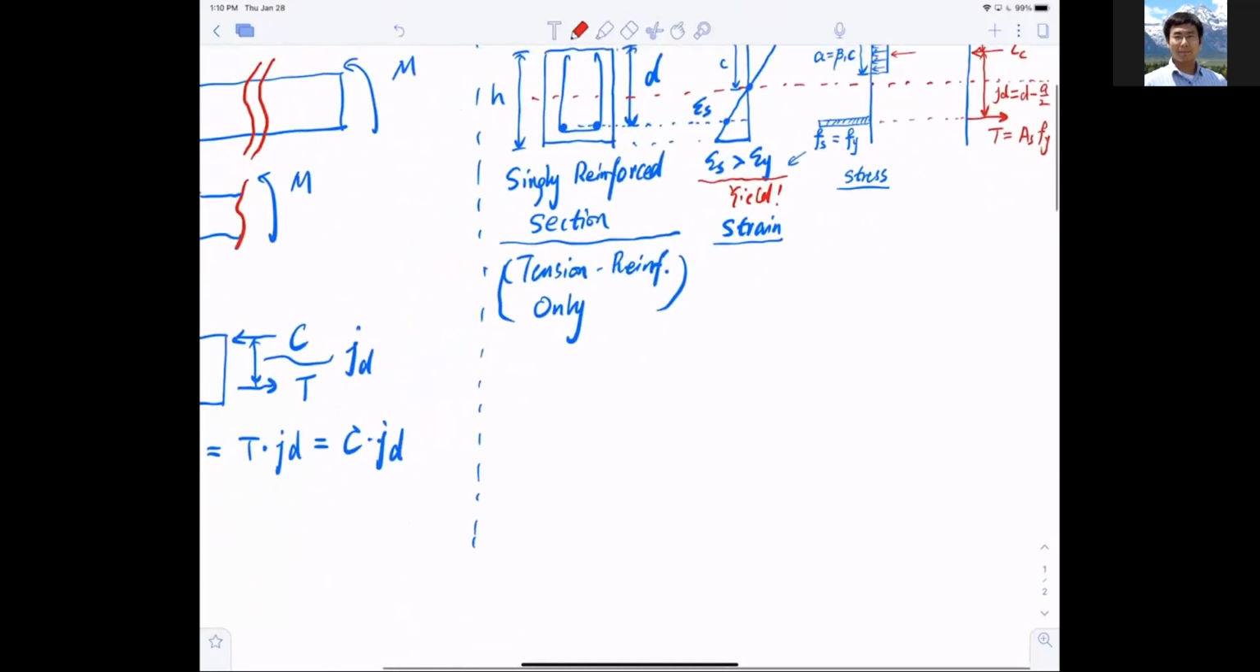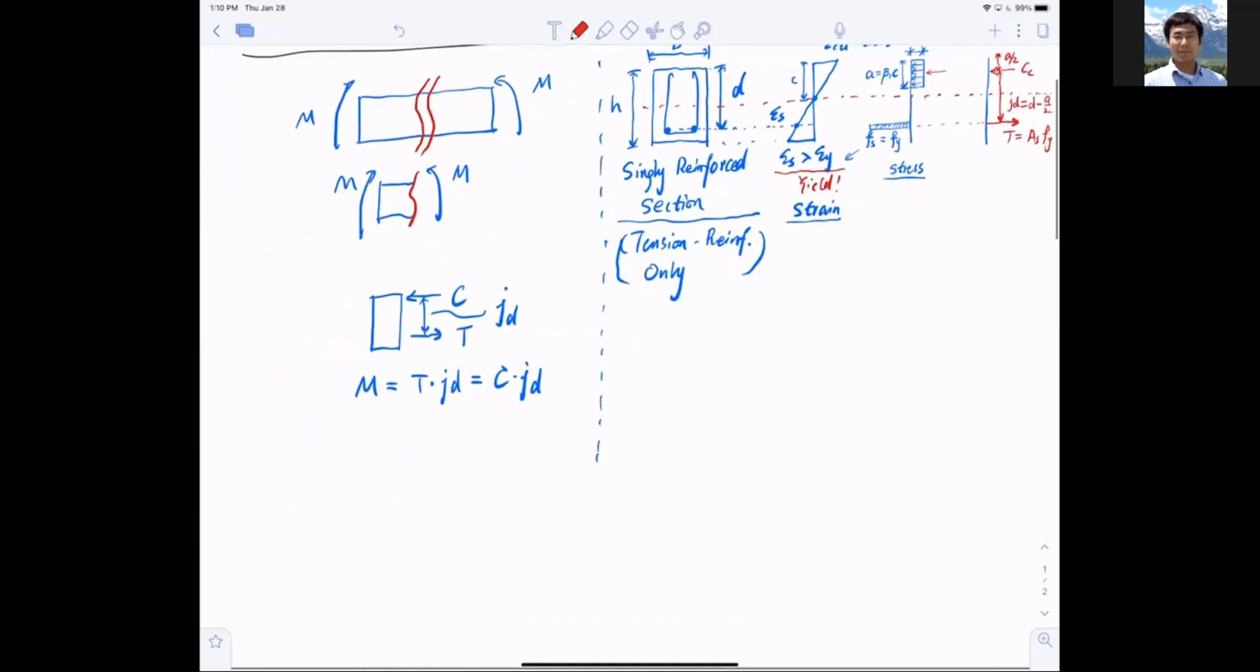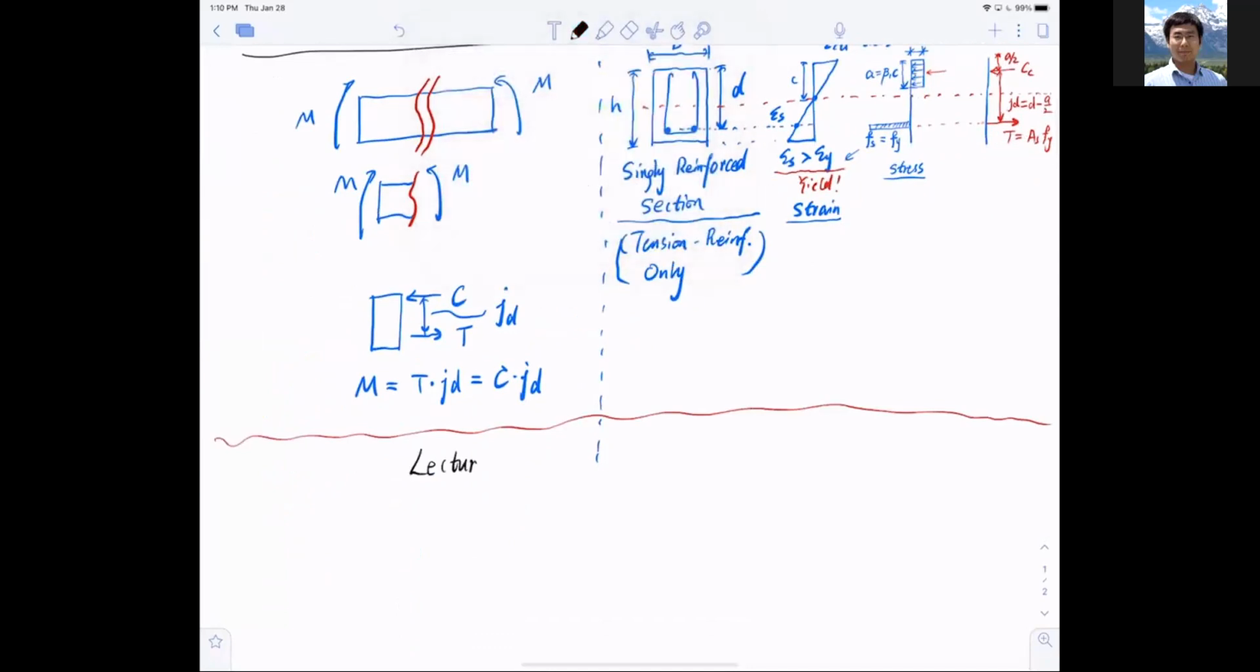Okay. So now this is all we care about actually in the reinforced concrete beam. So this is what we talked about last time. So let me zoom out and draw a division mark here. So what is the discussion today, lecture 2? What are we going to talk about today in lecture 2?